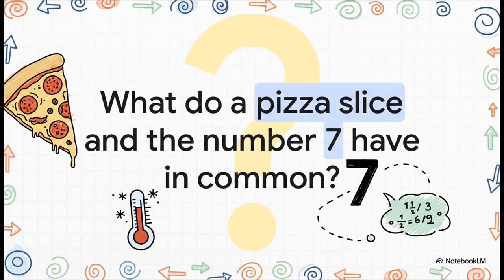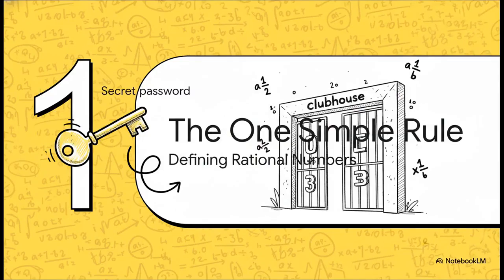All right, let's kick things off with a bit of a puzzle. You've got a slice of pizza, a freezing cold temperature of -5 degrees, and the plain old number 7. What could they possibly have in common? Well, think of it like they're all part of a secret club of numbers, and today you're getting the password. So what's the secret handshake? What's the password to get into this exclusive club?